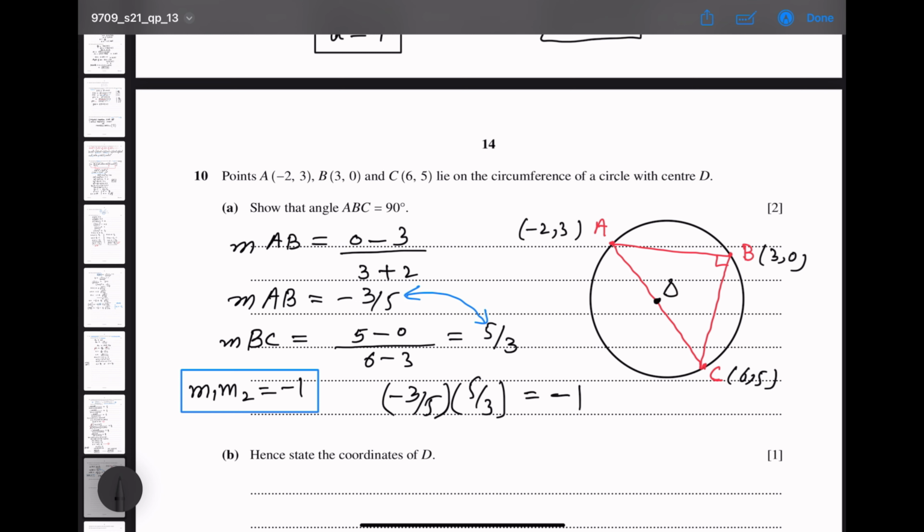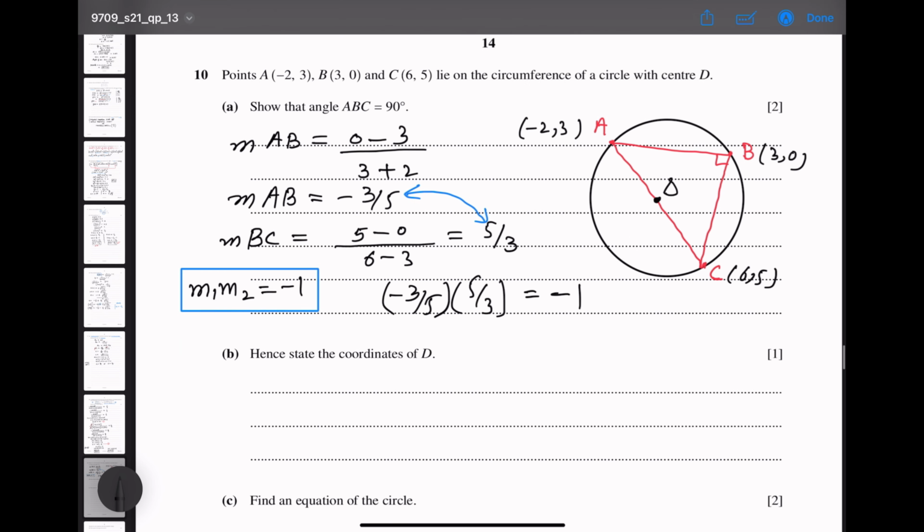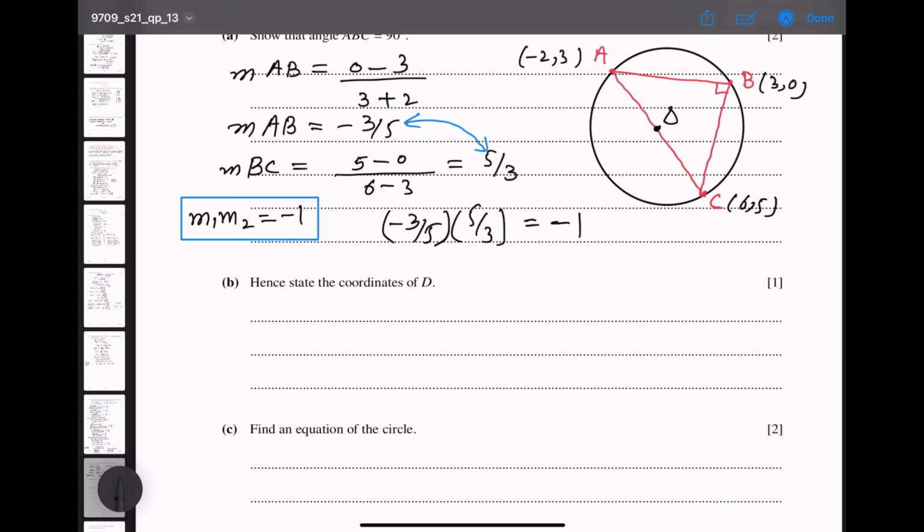So now we will find the coordinate of D. Since D is the midpoint of A and C, we will take the midpoint of AC. That will be the center of the circle. We will use the midpoint formula. Midpoint of AC, x1 plus x2 over 2, y1 plus y2 over 2. So the coordinate of D, which is the center of the circle, will be 2, 4.